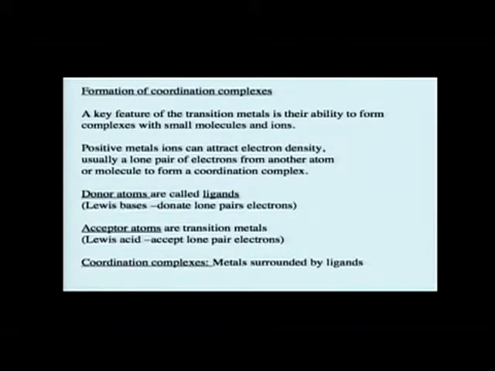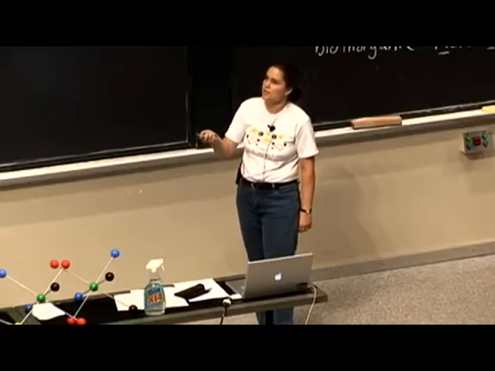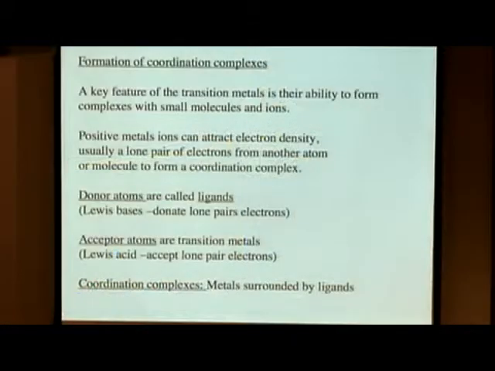Then when you take your acceptor atom and your donor atom and you put them together, you get what is known as coordination complexes. So a coordination complex is just the metal or the Lewis acid surrounded by the ligands, or the Lewis bases or the donor atoms.